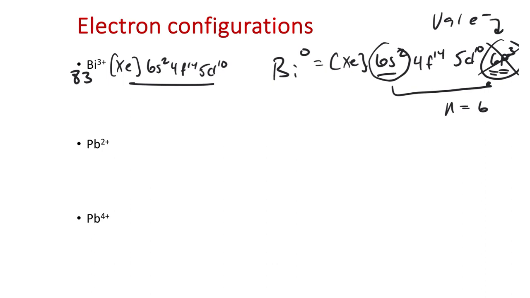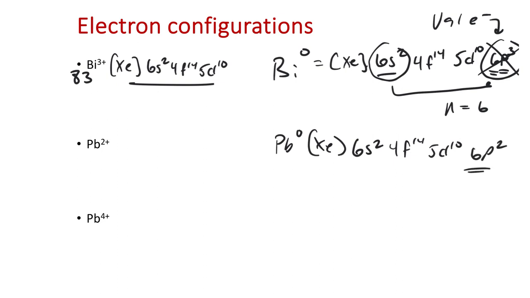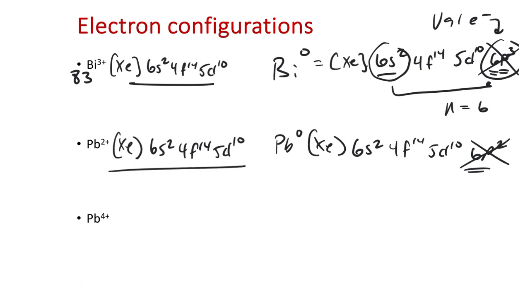Lead 2 plus is right next to bismuth, same basic thing. In fact, this is kind of boring, but lead 2 plus based off lead 0, so xenon, 6s2, 4f14, 5d10, and then just say 6p2. And so lead 2 plus, of course, is going to lose the p electrons first, so this would be a xenon configuration, 6s2, 4f14, 5d10 configuration. And then what about if we need to lose 2 more electrons to go lead 4 plus?